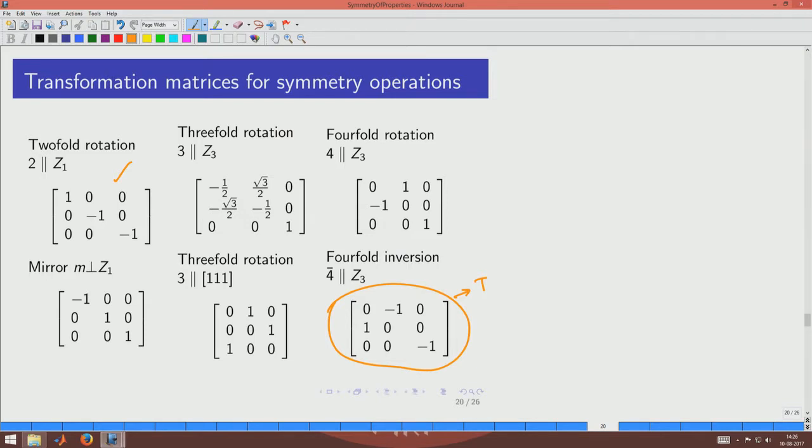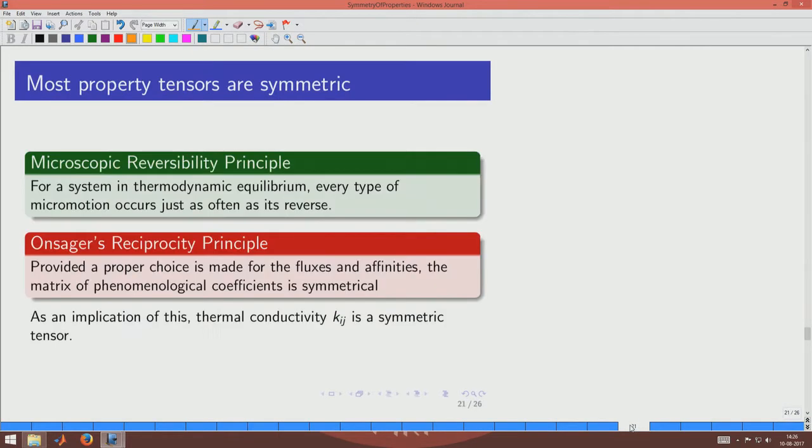So, we will pick each of these and apply and then see what happens. So, how do we go around applying the symmetry to the property tensor? We will illustrate with an example. So, the example we will take up. Before we take it up, we have to mention one more thing.